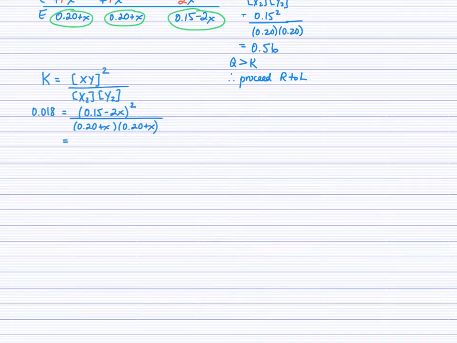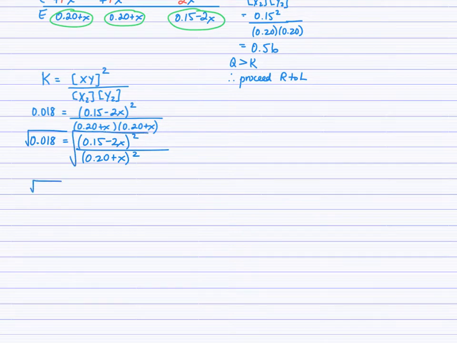Well, the square root of 0.018, our calculator can do that for us. Can we take the square root of the right side? Well, we have in the numerator something, 0.15 minus 2x, being squared. And in the denominator, we have 0.20 plus x, quantity squared, right? There's two of those factors here. And so we can take the square root of both sides. And so that's the strategy here. Take the square root of both sides.